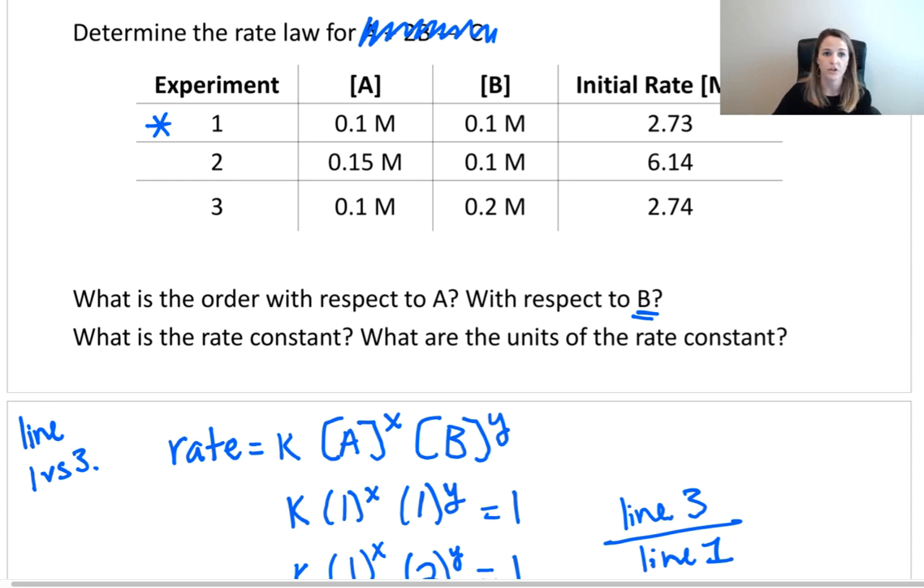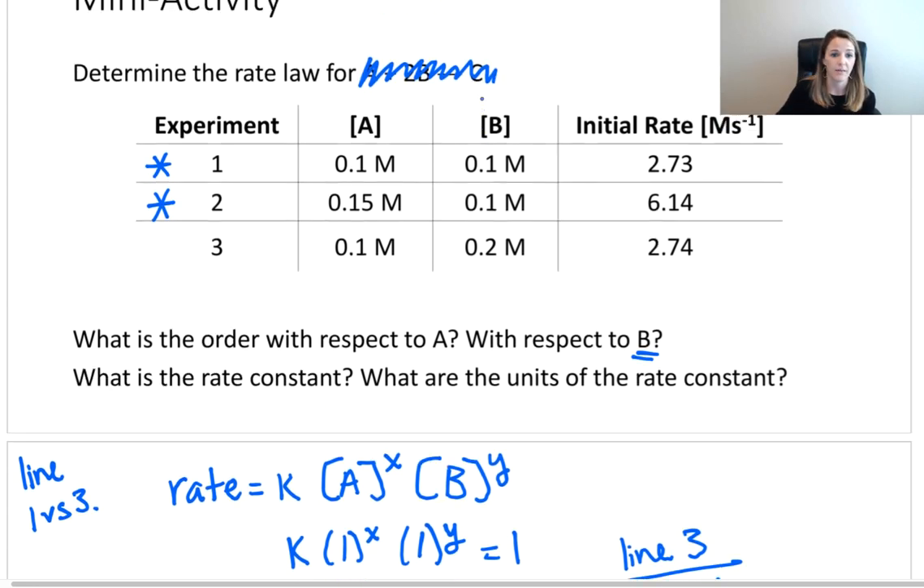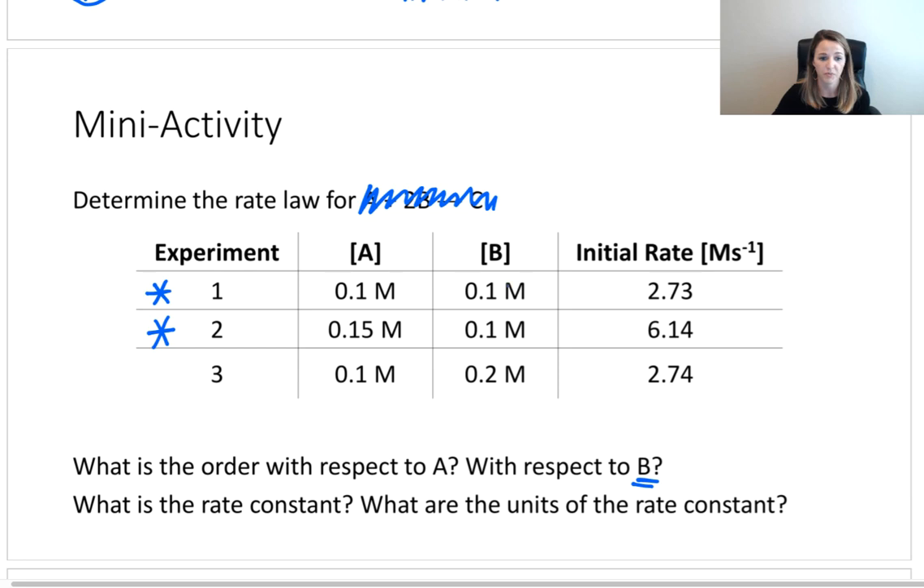Now what I'm going to do is compare experiment 1 with experiment 2. And so what we see here is this time I actually see that my concentration of B remains the same. Nothing changes there. We have an order of 0, so it doesn't really matter. At this point, you could put a line through this because it doesn't matter. The concentration of B does not affect the rate.